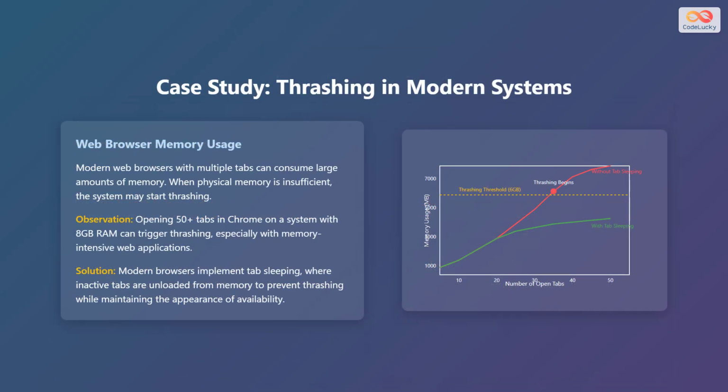Let's consider a case study involving web browser memory usage. Modern web browsers with multiple tabs can consume large amounts of memory, and when physical memory is insufficient, the system may start thrashing. For example, opening more than 50 tabs in Google Chrome on a system with 8 GB of random access memory, or RAM, can trigger thrashing, especially with memory-intensive web applications. To address this, modern browsers implement tab sleeping, where inactive tabs are unloaded from memory to prevent thrashing, while maintaining the appearance of availability.